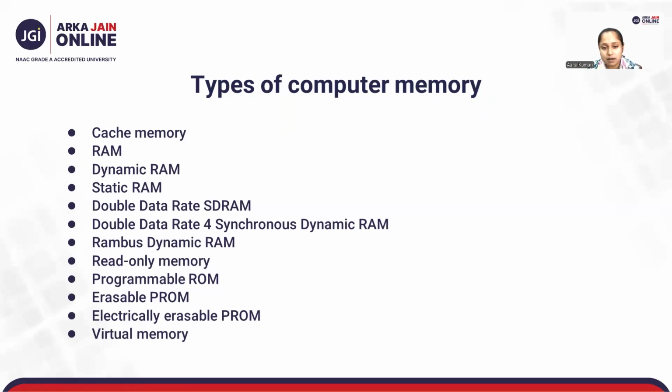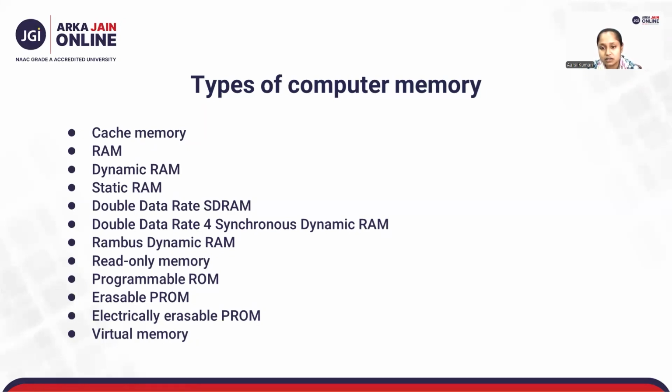Double data rate SDRAM. Theoretically, DDR SDRAM, that means double data rate SDRAM, can increase the memory clock speed to at least 200 megahertz. It is an SDRAM, double data rate synchronous dynamic RAM.